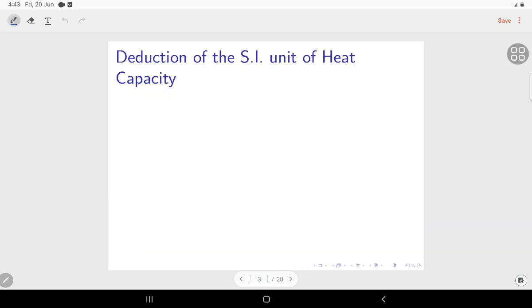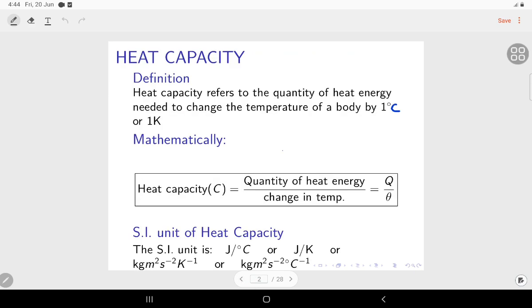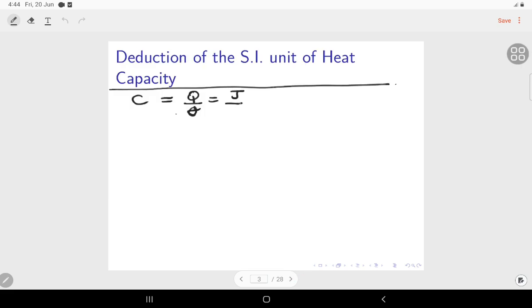So let's deduce it here. What are we saying? We are saying heat capacity. Let me use the symbols instead of writing, for us to move faster. Capital C is equal to Q over theta. Q is the heat energy, and its unit is joule. We are using Q for quantity of heat and theta for change in temperature. And we all know that temperature is expressed in degrees Celsius, so you get joule per degree Celsius.